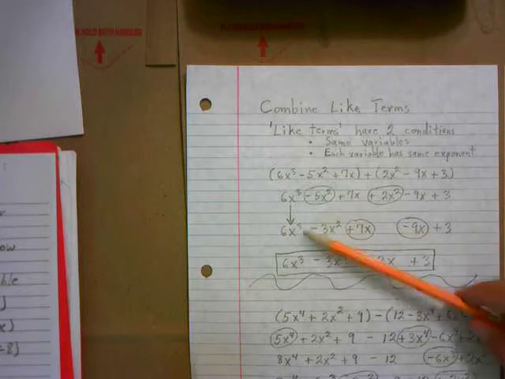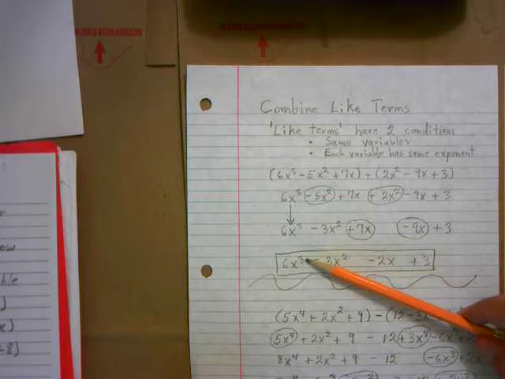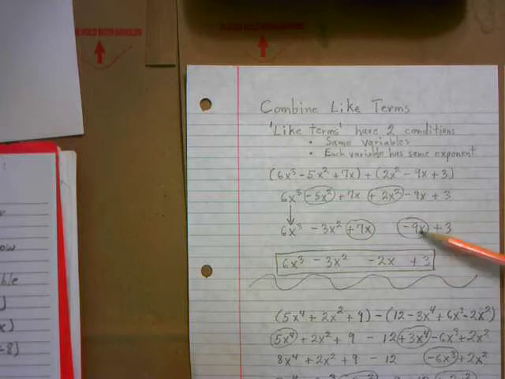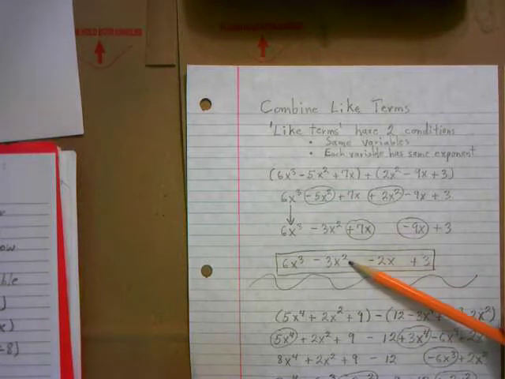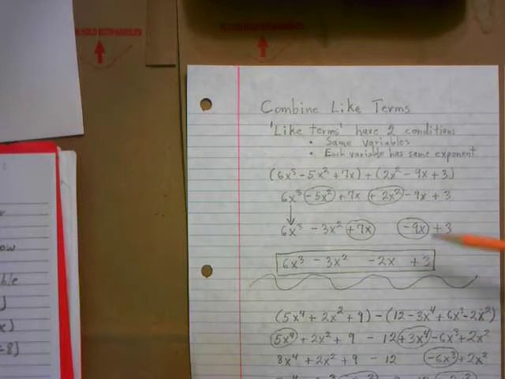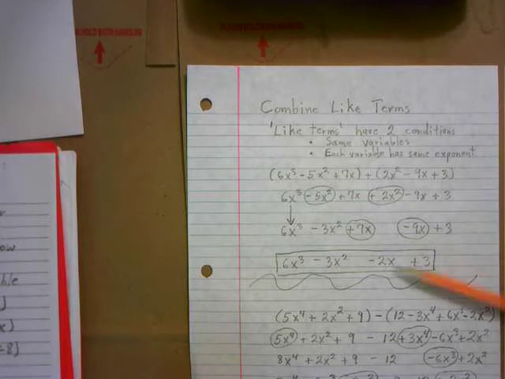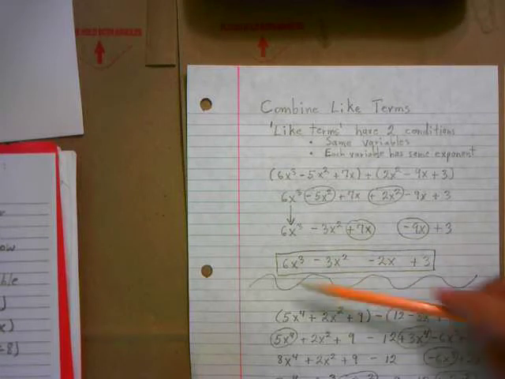And you see here we've brought down the 6x cubed. We already said we've combined everything we could there, which was nothing. We've brought down the minus 3x squared. We've combined the 7x minus 9x to get minus 2x. And we've brought down the plus 3. We did x to the 3, x to the second, x to the 1. The only other piece would be just a number, which could be thought of as having x to the 0 next to it. And we have just the 3. It has no x's here, and there's nothing that we can combine the 3 with. So here is our final answer.